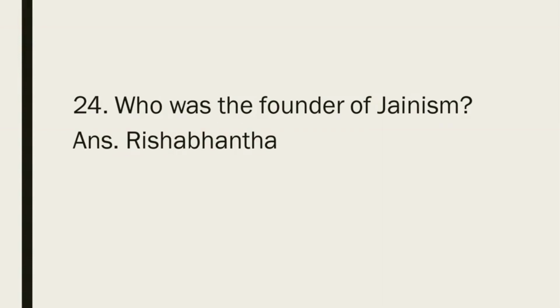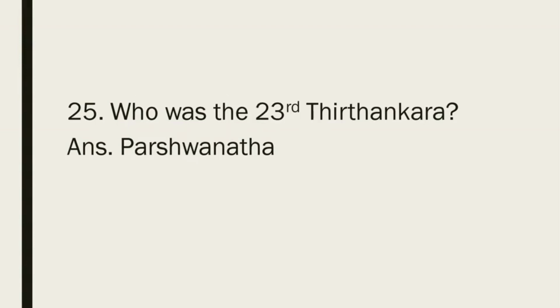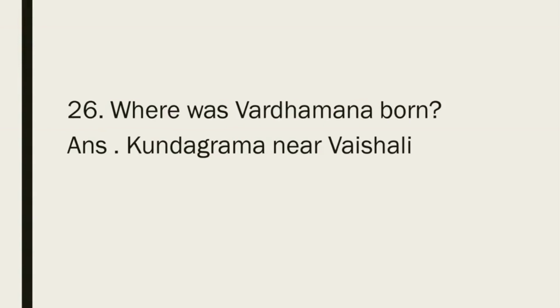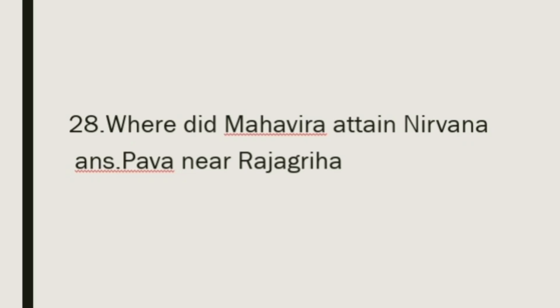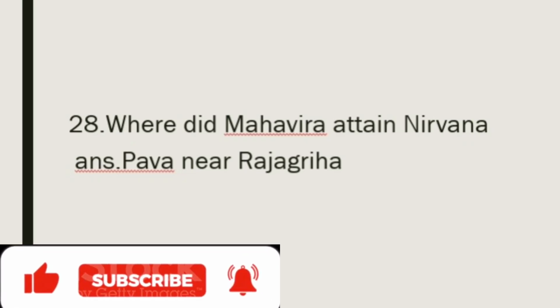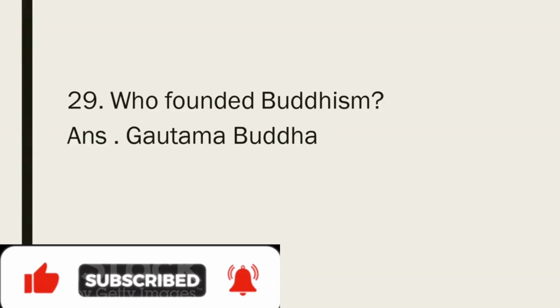Who was the founder of Jainism? Rishabhanatha. Who was the 23rd Tirthankara? Parshvanatha. Where was Vardhamana born? Kundagrama near Vaishali. Where did Vardhamana attain enlightenment? Jrimbikagrama in Bihar. Where did Mahavira attain nirvana? Pava near Rajagriha.